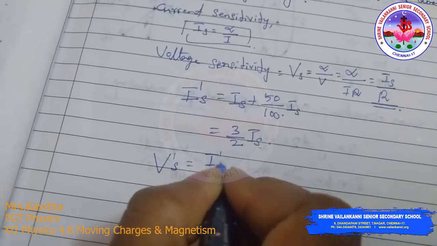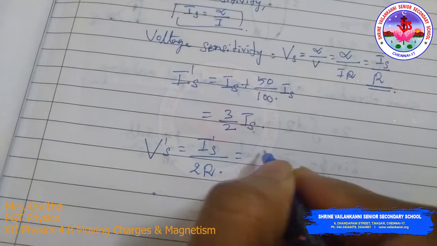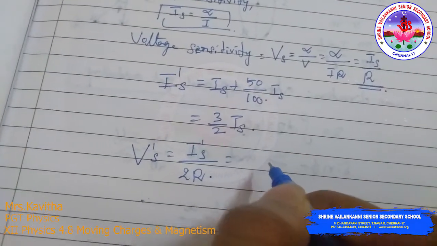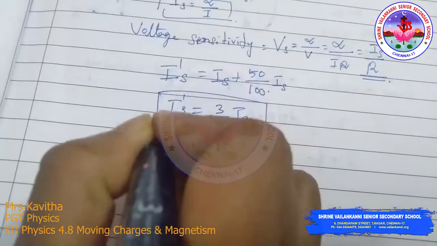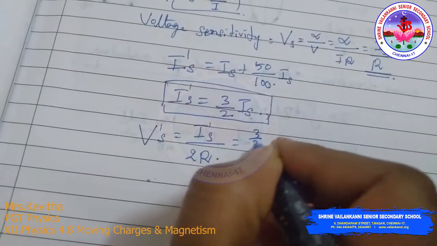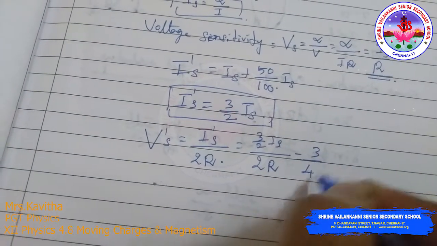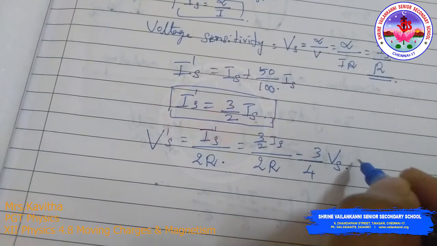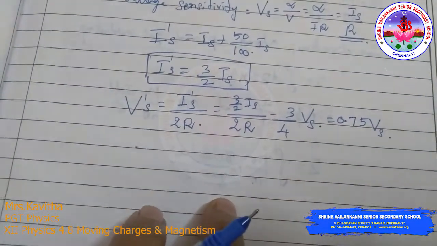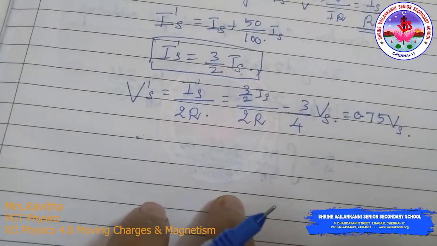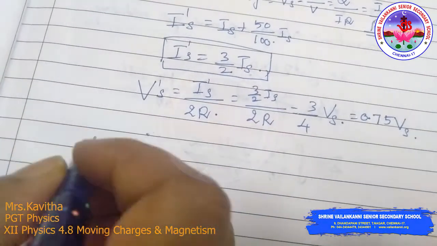Now the new voltage sensitivity Vs dash is equal to I dash s by 2R, which is 3 by 2 Is whole divided by 2R, which is equal to 3 by 4 Vs, that is 0.75 Vs. So the new voltage sensitivity becomes 75% of the initial value, which means it decreases by 25%.